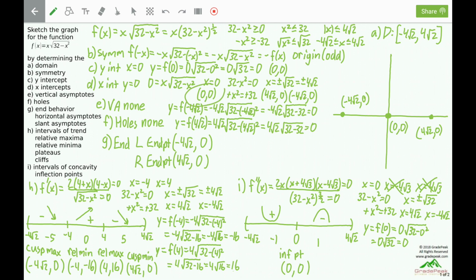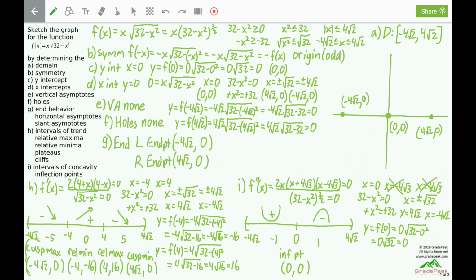And we had three x-intercepts. The origin: when it passes through the origin, it passes through both the x and the y, so not a surprise that it's also an x-intercept. And we also have the left and right endpoints. We've already graphed and labeled those. So all the intercepts are accounted for. We have no vertical asymptotes, no holes. We've accounted for the endpoints already.